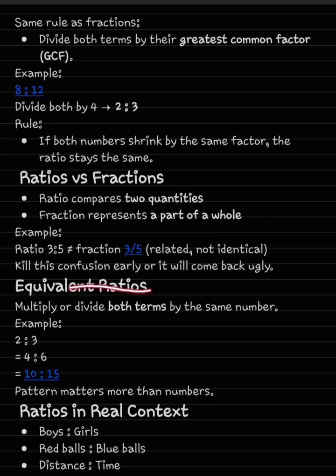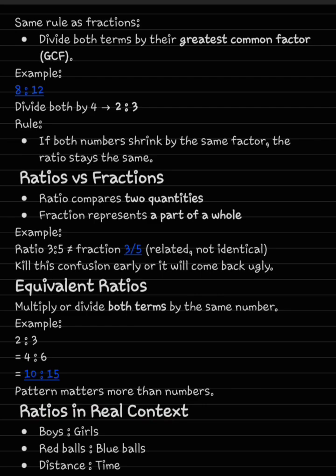Equivalent ratios. Equivalent ratios are created by scaling the relationship up or down. To maintain the integrity of the ratio, you must multiply or divide both terms by the same non-zero number. If we take the ratio 2 to 3 and multiply both sides by 2, we create the equivalent ratio 4 to 6. If we multiply the original terms by 5, we create the equivalent ratio 10 to 15. In this field of study, the consistent pattern or relationship matters much more than the specific numbers used to express it.